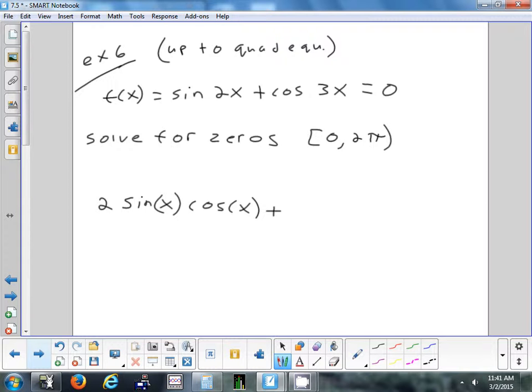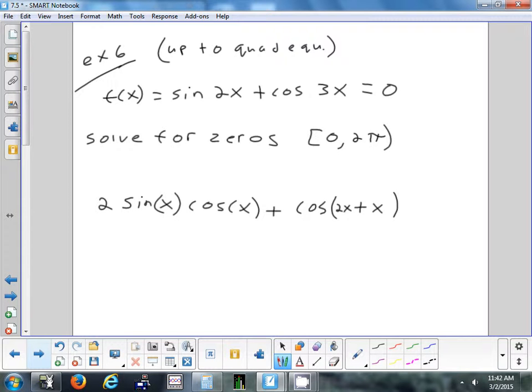Cosine 3x. We don't have a triple angle formula. We could find one. We could look one up somewhere, but we don't have one. Okay? So what I want to do is rewrite 3x as a sum, a sum of 2 other numbers, or 2 other expressions. What 2 things can you combine together to get 3x? 2x and x.